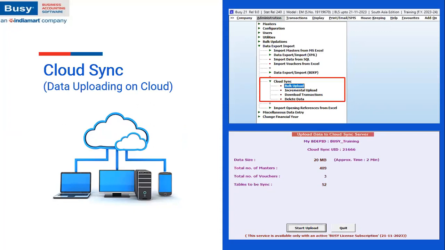Normally, in Busy, even if the data size is more than 1 GB, you are able to sync the data to the cloud. There is no problem. It also shows the number of masters, number of vouchers, tables to be synced, etc. Once you press the start uploading button, it starts to upload the data to the cloud server. So this is the cloud sync mechanism in Busy.